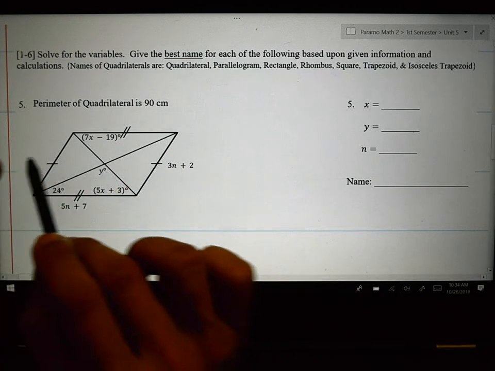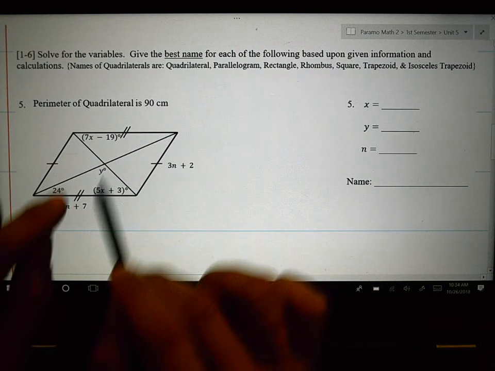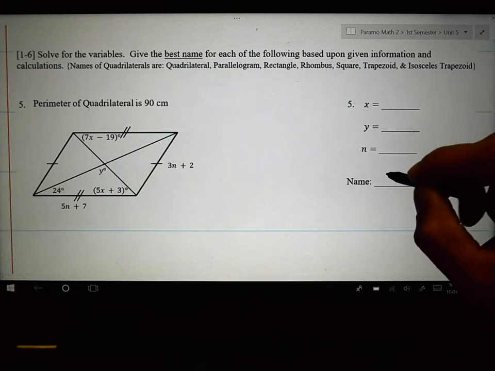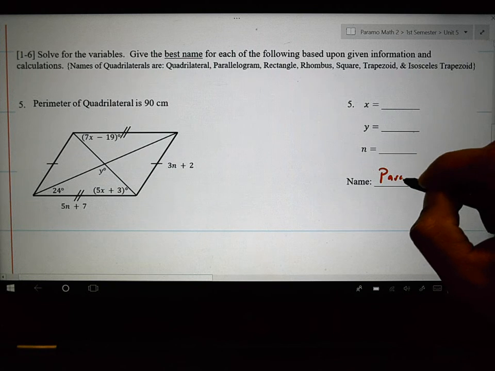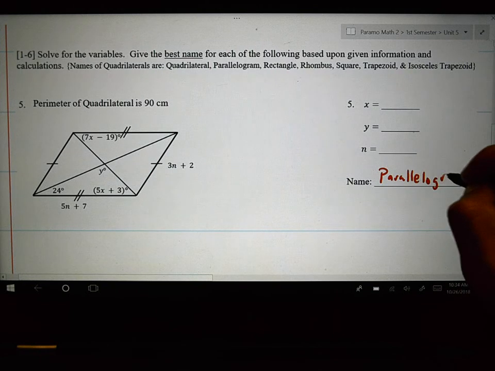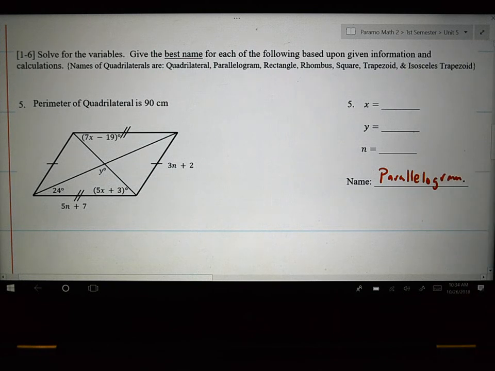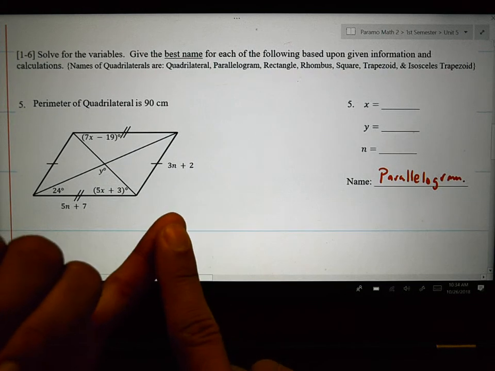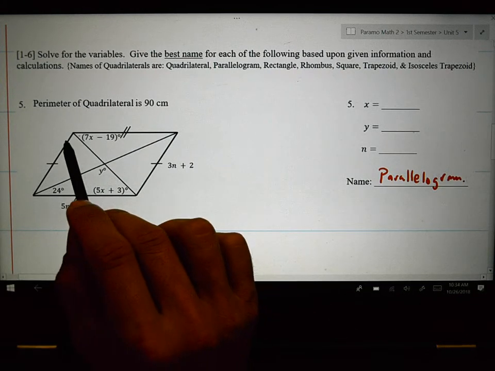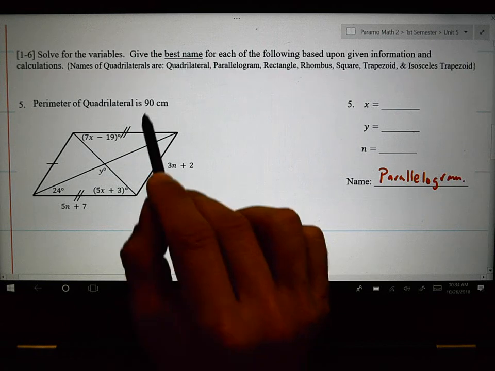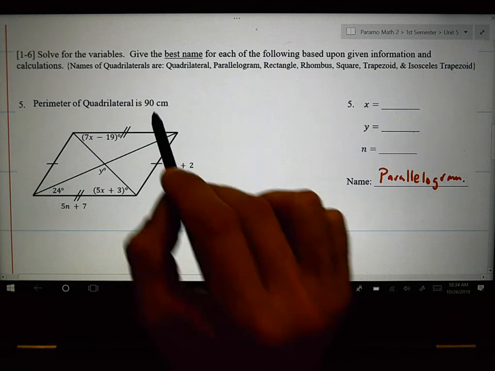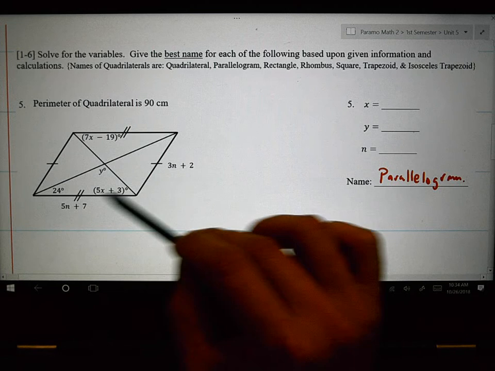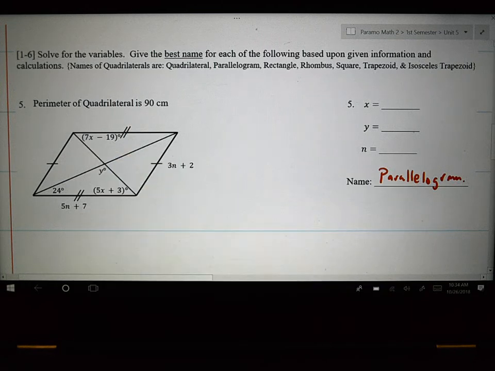When opposite sides are congruent, that makes it a parallelogram. Can it be a rectangle? We don't know if this is 90 or this is 90, but it says the perimeter is 90. Well, that means the outside distance added up. That's what that word means, just in case you didn't know.